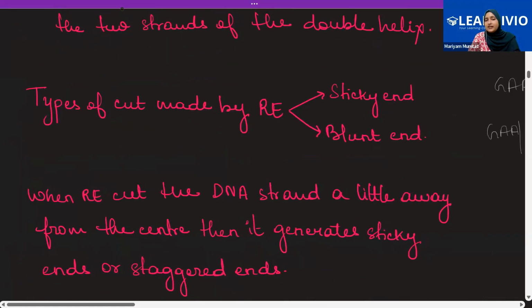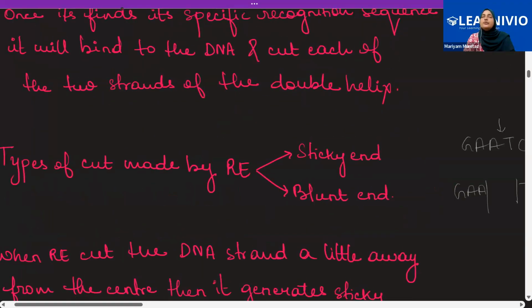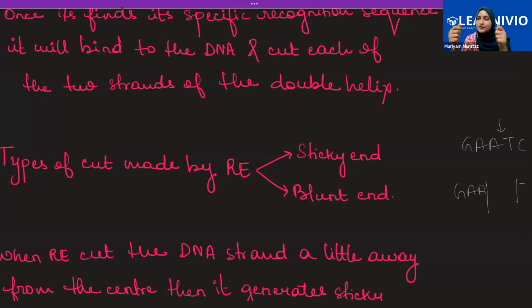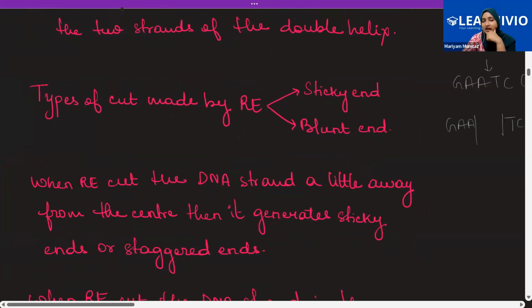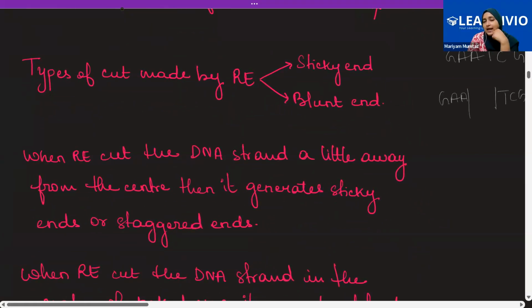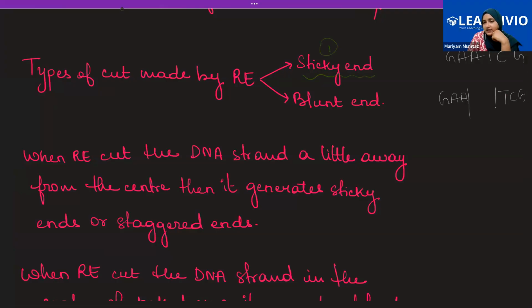So now when the enzymes are cutting, for example, if you are cutting any paper, like you cut in the middle, so you have two parts of the paper. And if you cut it tilted, the tilted parts will be there. If you cut it straight, the straight parts will be there. In the same way, when the DNA is cut, it creates two types of ends. The first one is called the sticky end, and the second one is called the blunt end.